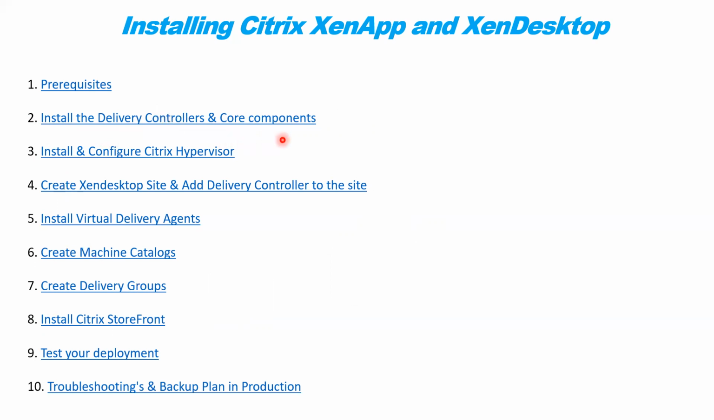In the third one, we will learn how to install and configure the Citrix hypervisor. In the fourth one, we will learn how to create a site and how to add a delivery controller to that site. In the fifth one, we will learn how to install and configure the VDA agent. In the sixth one, we will learn how to create the machine catalogs.